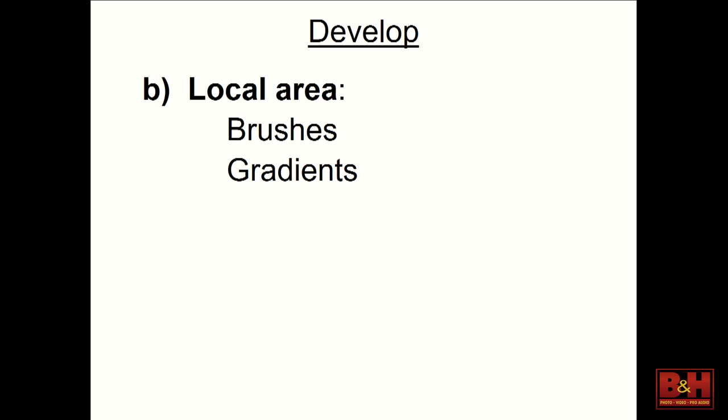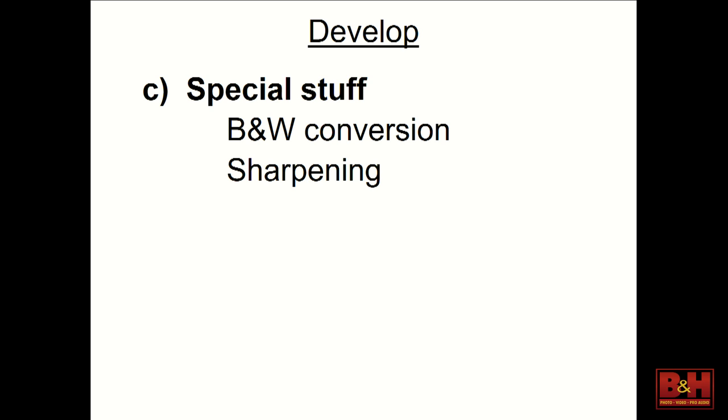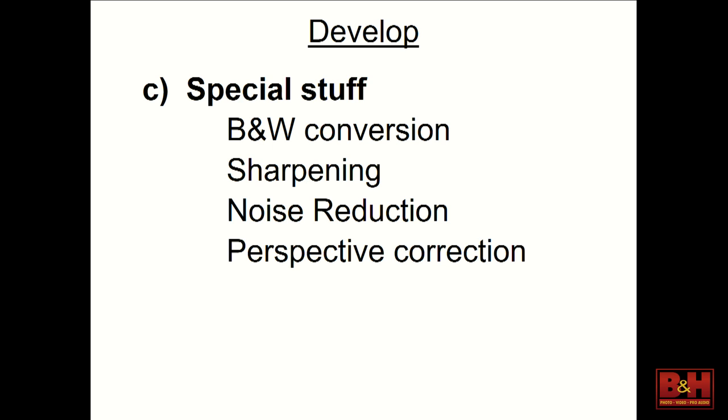And so there are brushes to do that. There's something called gradients where you can add a change in a tapered fashion. You can do spotting. You can even tone the pictures. And then there's some special stuff. You can convert your color to black and white in a very sophisticated way. Sharpen your pictures. You can reduce noise if you shot at high ISO. You can correct perspective when you shoot at buildings and they look like they're falling over. You can straighten them out. And you can even do some cloning to get rid of things that shouldn't be there. It's not the most powerful cloning tool. Photoshop is far better, but you can do some basic stuff in Lightroom.